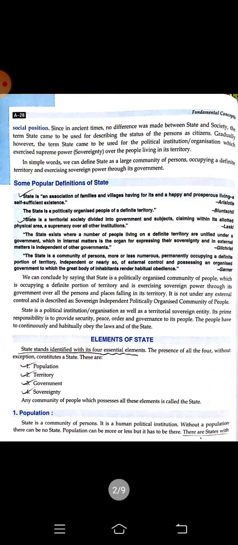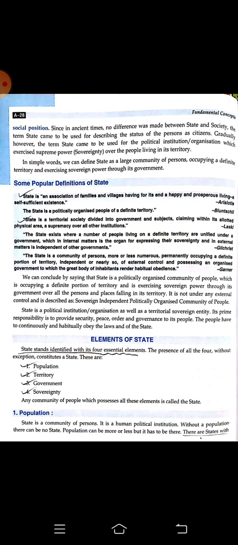Next, in ancient times, no difference was made between the state and the society, but now we have the difference. In simple terms we can define state as a large community of persons occupying a definite territory and exercising sovereign power through its government. This is a perfect definition, I'd say, but you also have definitions given in your book, so you can follow the definition of Aristotle and Laski, which I have put a tick on. You can also tick it in your book.